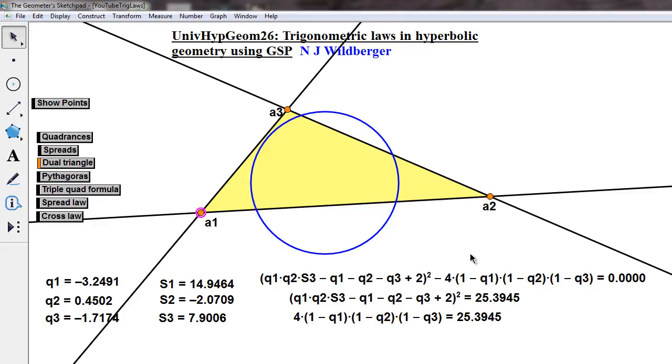Well, both of them are going to involve some work. So in our next lecture, we're going to start looking at the spread law. Very important law, and we're going to have a good look at it. I hope you'll join me for that.